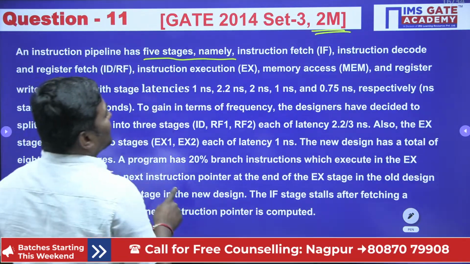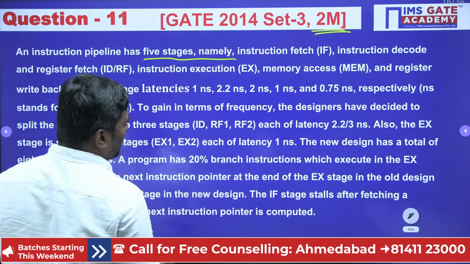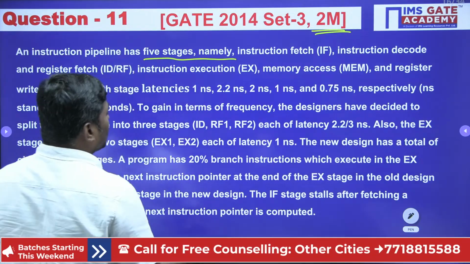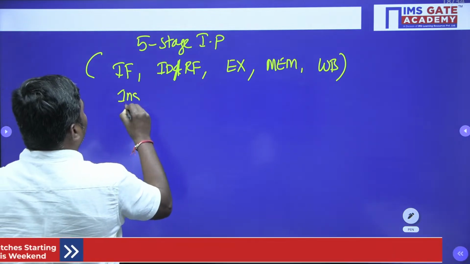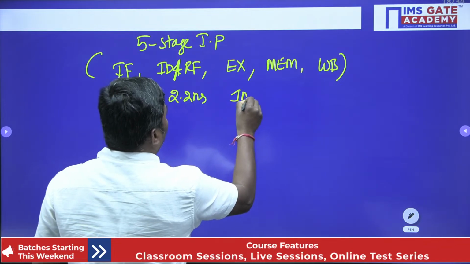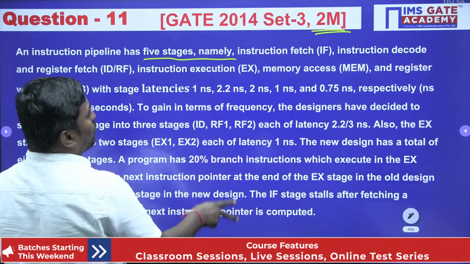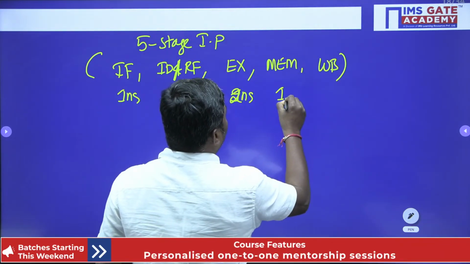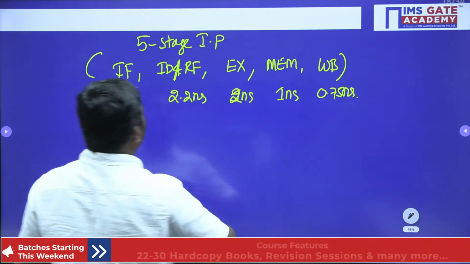With the stage latencies are 1 nanosecond, 2.2 nanosecond, 2 nanosecond, 1 nanosecond, 0.7 nanosecond respectively. The stage delay is also given. Stage 1 is 1 nanosecond, stage 2 is 2.2 nanoseconds, execution is 2 nanoseconds, this is 1 nanosecond, and this is 0.75 nanosecond. This is the given information. Clear.